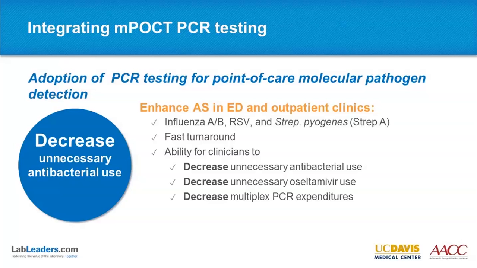So this is a story of how point-of-care PCR pathogen detection can enhance antibiotic stewardship in outpatient clinics and the emergency department because now we have PCR tests that can be deployed as a waived technology that has a fast turnaround time to ultimately help clinicians to decrease unnecessary antibiotic use, decrease unnecessary oseltamivir use, and decrease multiplex PCR expenditures. So it actually optimizes some of the tests we actually do that are extremely costly in healthcare today.